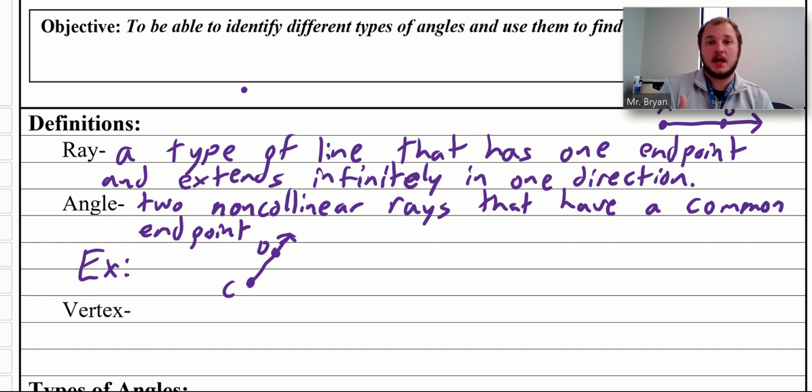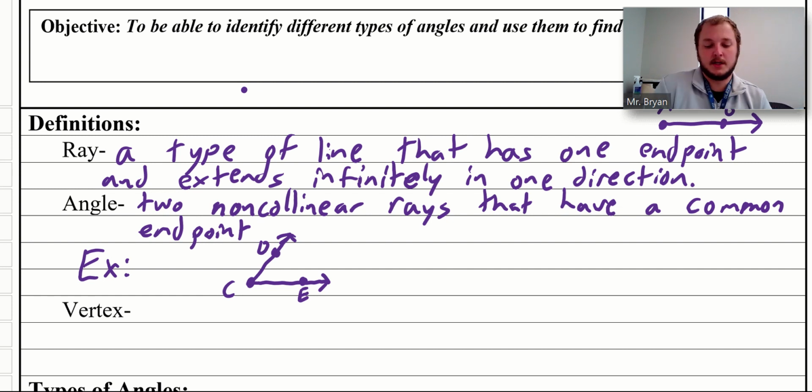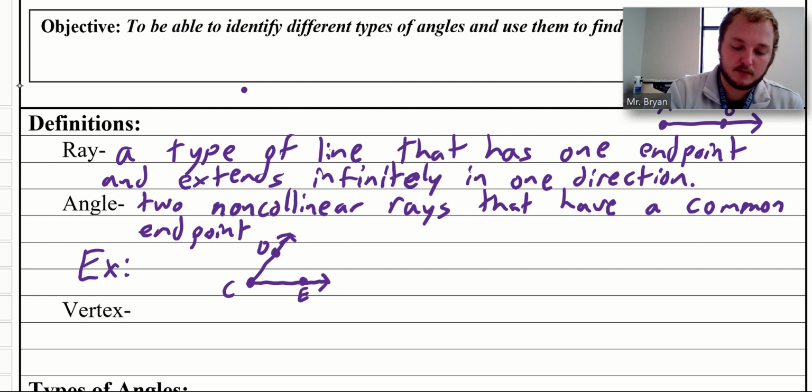And then if I want to create an angle, I just need another ray that has the same endpoint. So since our endpoint is C, let's say we have another ray going out a different direction, but still has C. Okay, and we'll name this E here. We can include that, we don't have to. Okay, but they have the same endpoint. So this would be considered an angle. And usually what we do, if you've seen this before already, is if I wanted to measure this angle, I'm always looking for this measure right here.